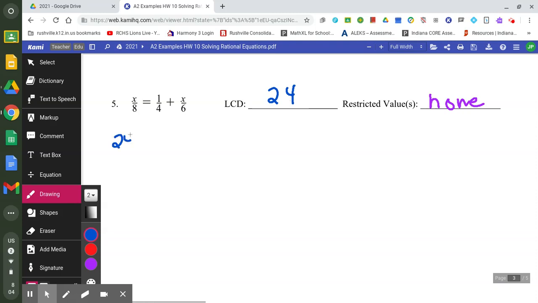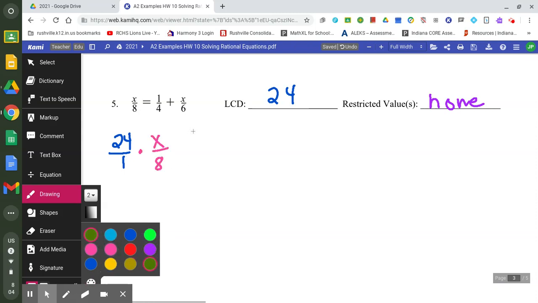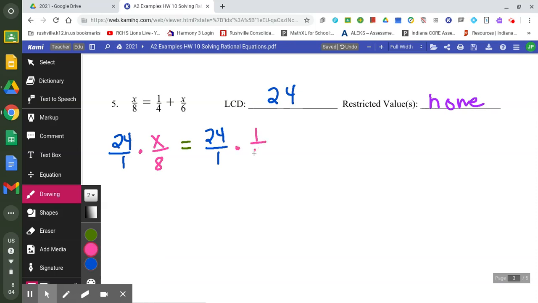So 24 over 1 times x over 8 equals 24 over 1 times 1 over 4 plus 24 over 1 times x over 6.